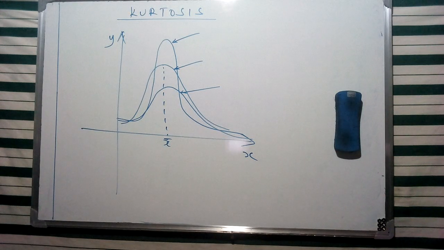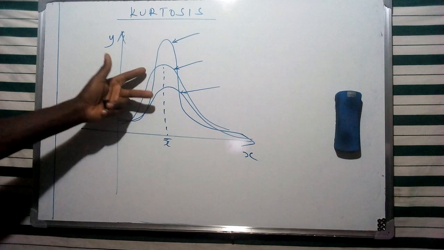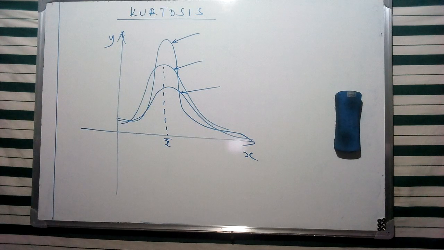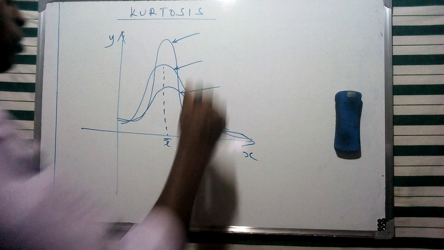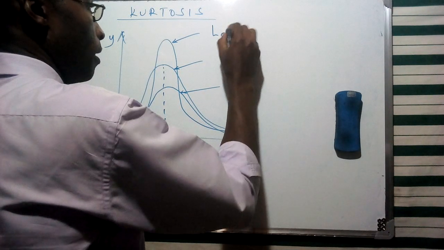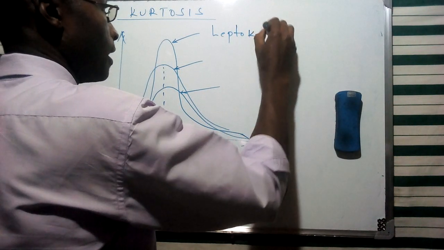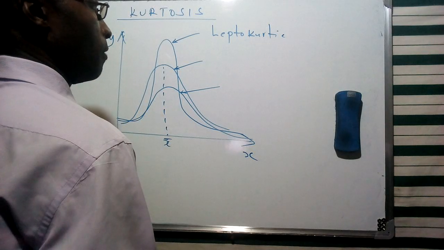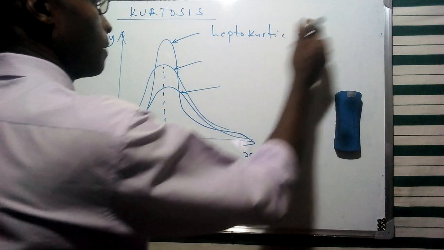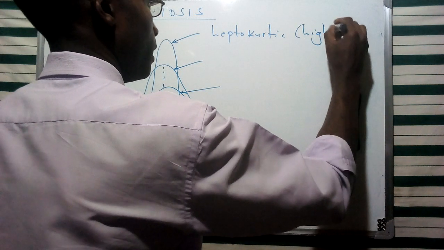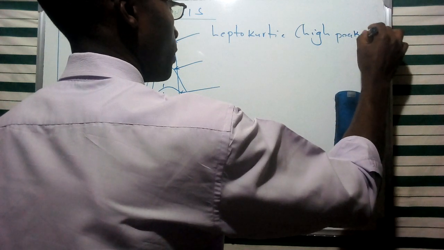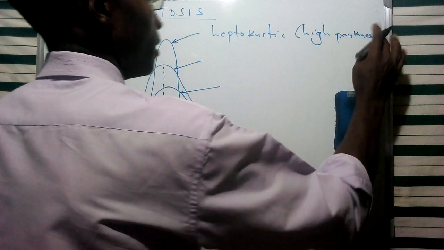Now in this case, there are various names we can give these different types of curves which show various ranges of peakedness. For the first one, a distribution that has this higher kind of peak, we're going to refer to it as leptokurtic. So basically this is going to be a high peak, displaying the concept of high peakedness.